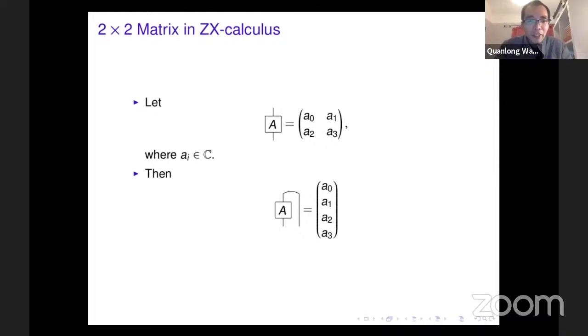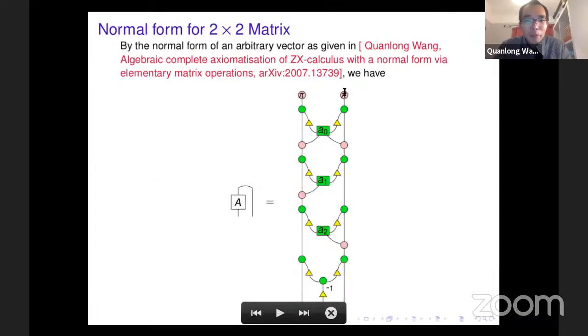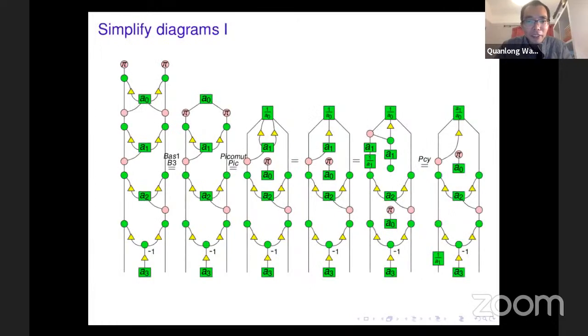How do we represent these matrices in diagrams? First, we use the map-state duality to turn a 2x2 matrix into a 4-dimensional vector. And then, by my recent paper, I give a normal form for an arbitrary vector. So when this 2x2 matrix is turned into a vector, it can be represented by a normal form like this. I will explain some components of the diagram later. What I want to do is to simplify this normal form as much as possible.